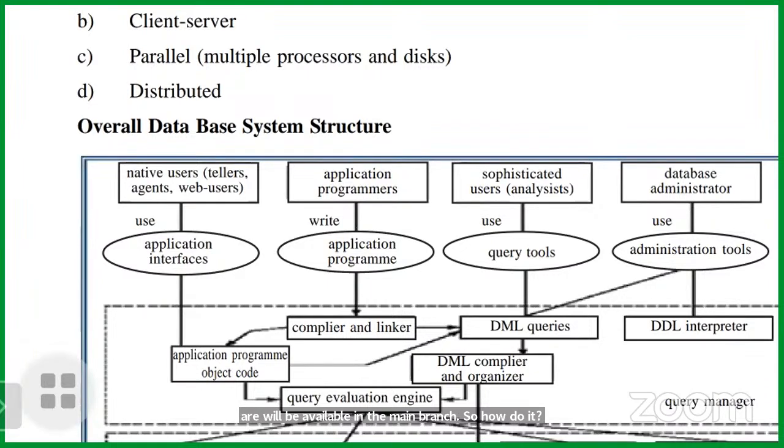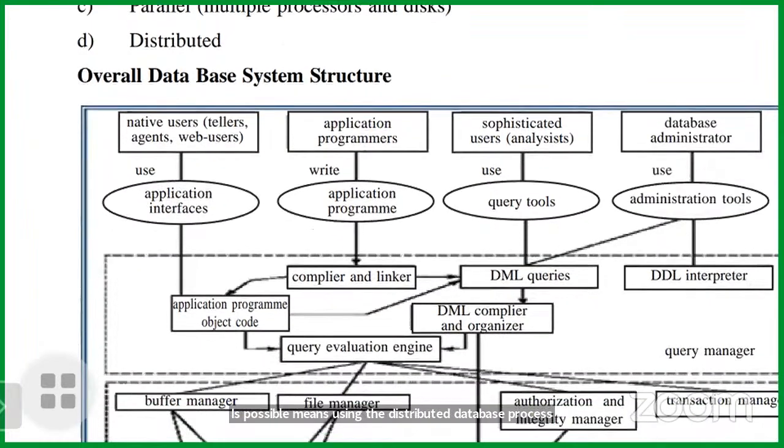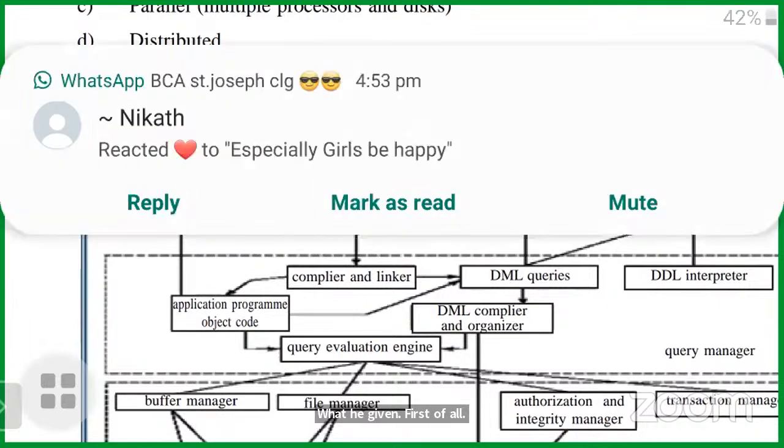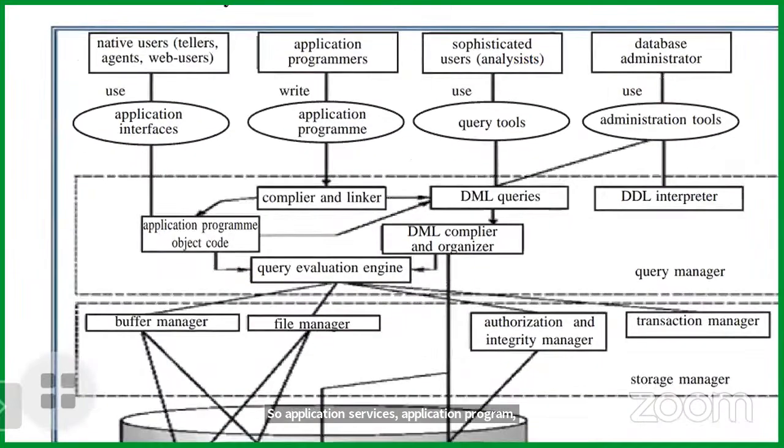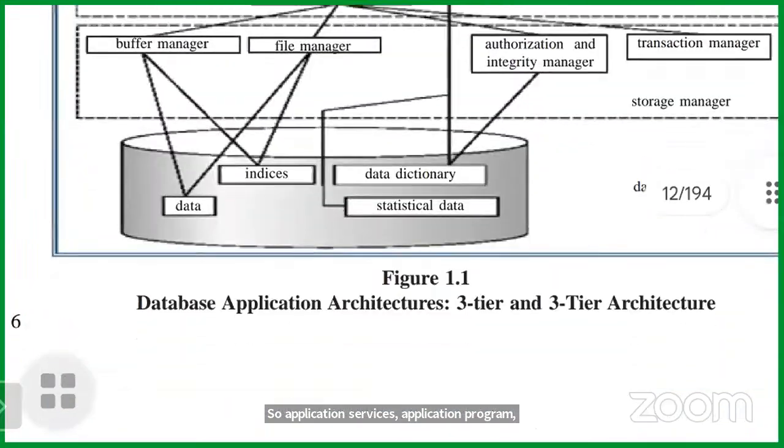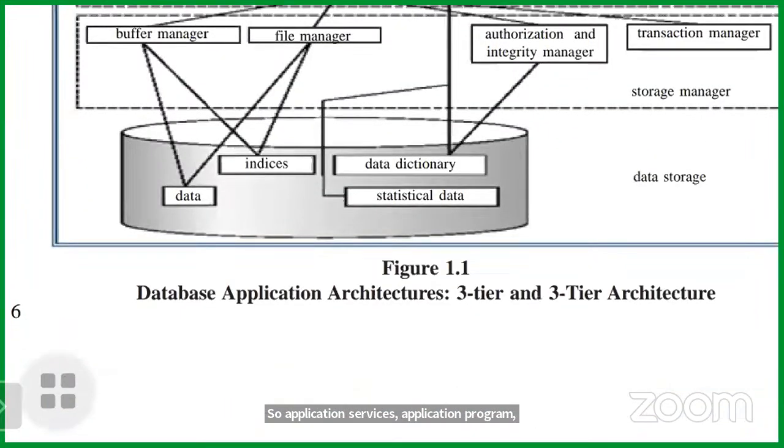Okay. So see, he has given a diagram. In the diagram, what has he given first of all? Application interfaces, application program, application query tools, administration tools, programmer, object code, DBMS. So this is 3-tier architecture.